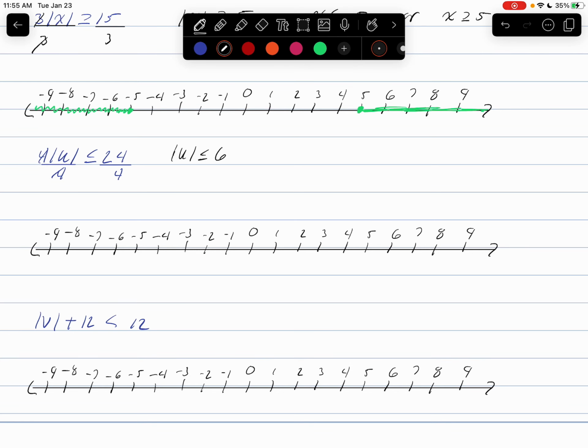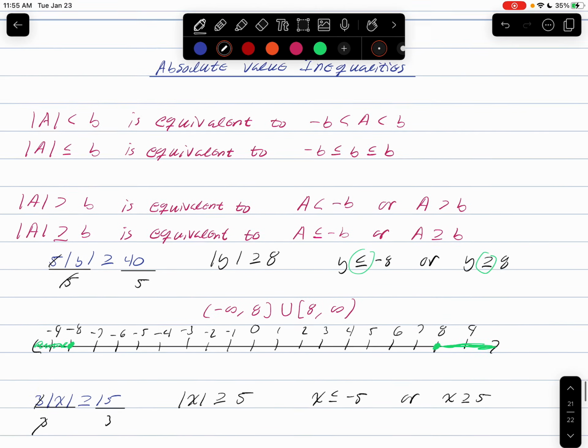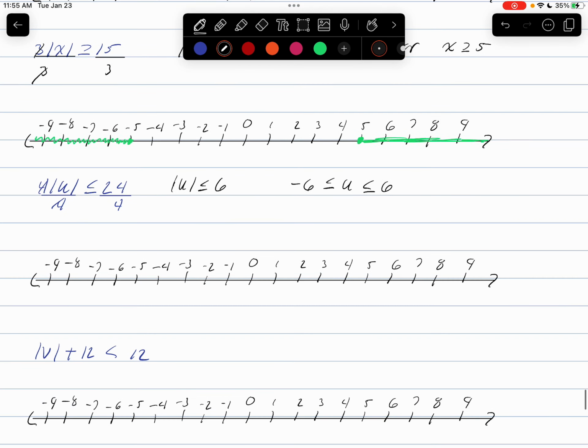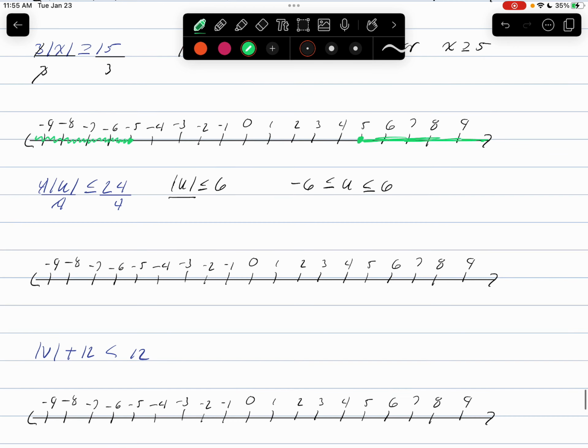So you can think of this as, using the rules, we can go ahead and say that this is equivalent to negative 6 is less than or equal to u is less than or equal to 6. That's fine. But you can also think of this as saying we're looking for all values of u whose distance is less than 6 from 0. So let's graph this interval, and we'll see what this looks like.